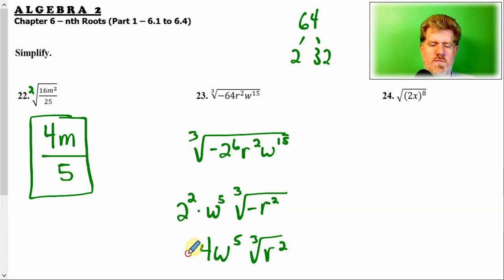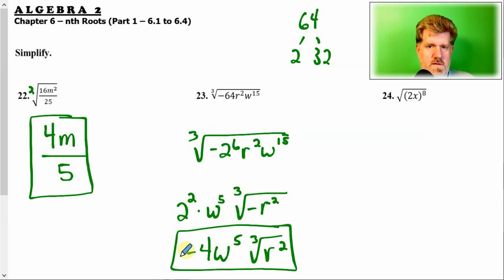And I lied a little bit. A negative does come out. Because remember, if you have a cube root of a negative, it means you got 3 of them. So you have a negative. That's your answer. So it kind of does follow a nice little pattern. You just divide. You just divide. If you can take your whole number and put it into a power, just divide.